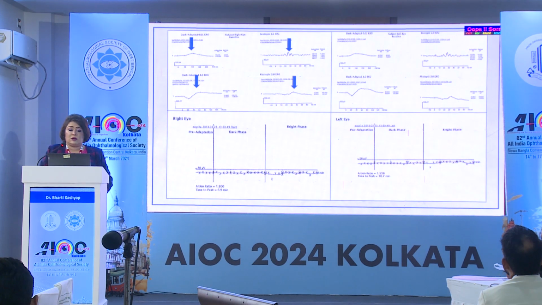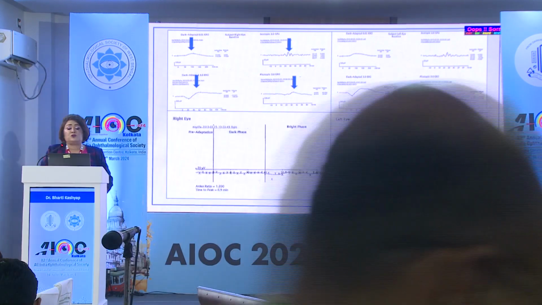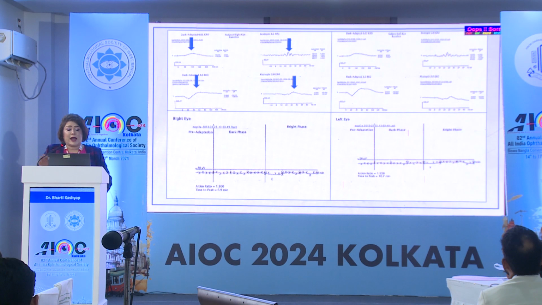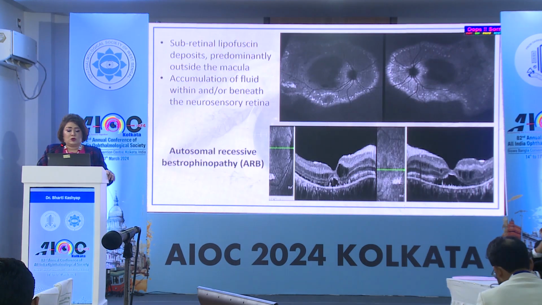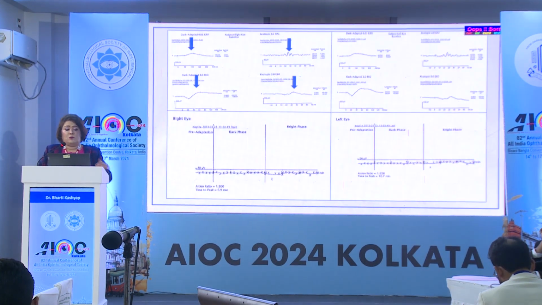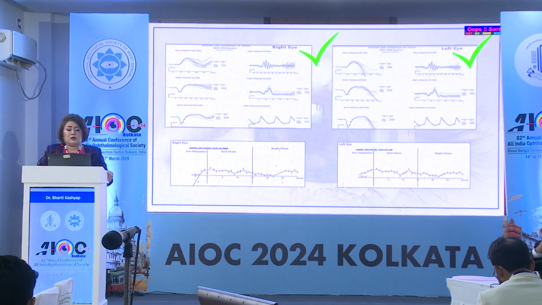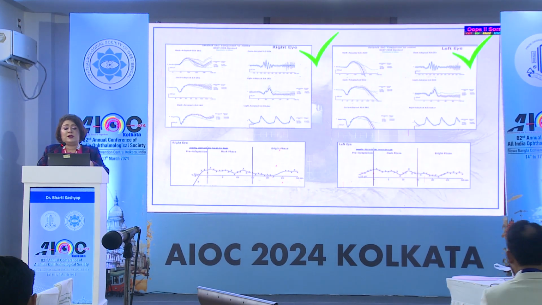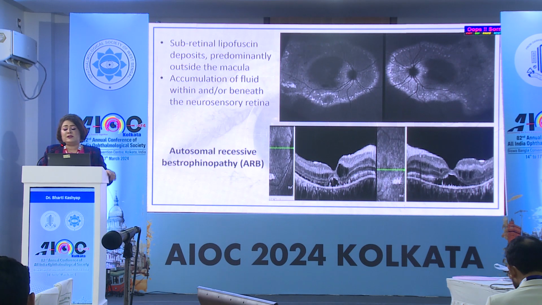Here you see ERG. This is autosomal recessive bestrophinopathy, and you can see here ERG is abnormal, and EOG is totally extinguished because it is inherited in an autosomal recessive way. So in this case both ERG and EOG are reduced. In this case, autosomal dominant Best disease, ERG is normal, EOG is diminished. This is the autosomal recessive ARB.